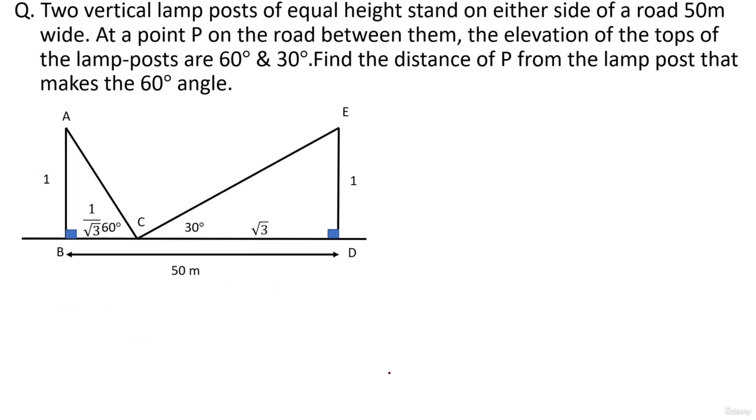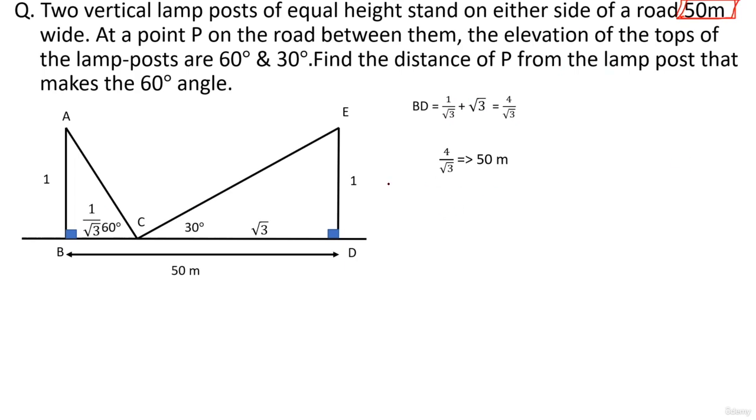Now guys, what we have been given is the length BD. BD is nothing but 1 by root 3 plus root 3. When you cross multiply, root 3 into root 3 becomes 3, plus 1 becomes 4 on top, and below you'll have root 3. So BD is 4 by root 3. But 4 by root 3 in this question corresponds to BD, which is 50 meters, the 50-meter wide road. So 4 by root 3 corresponds to 50 meters.